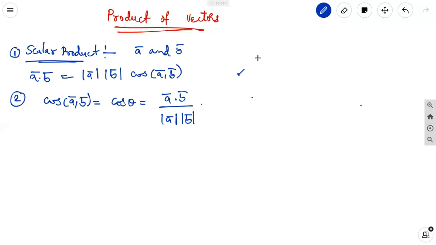Why? Because suppose B vector, it is the A vector. The angle between the two vectors, if it is theta, then we can take it as cos theta, which is equal to the angle between the two vectors A and B. This is the scalar product.